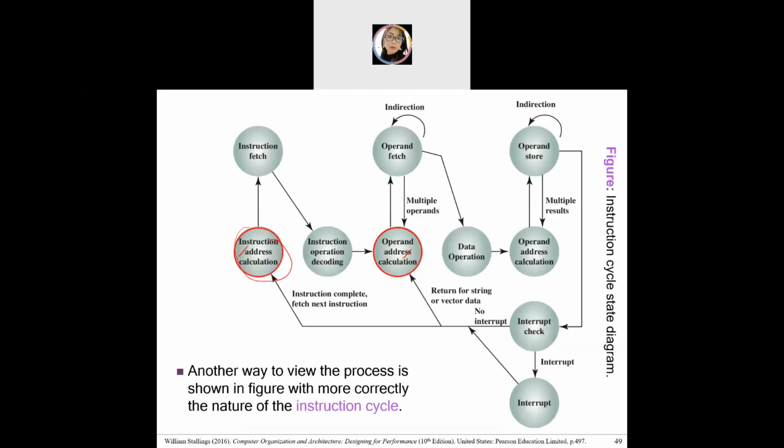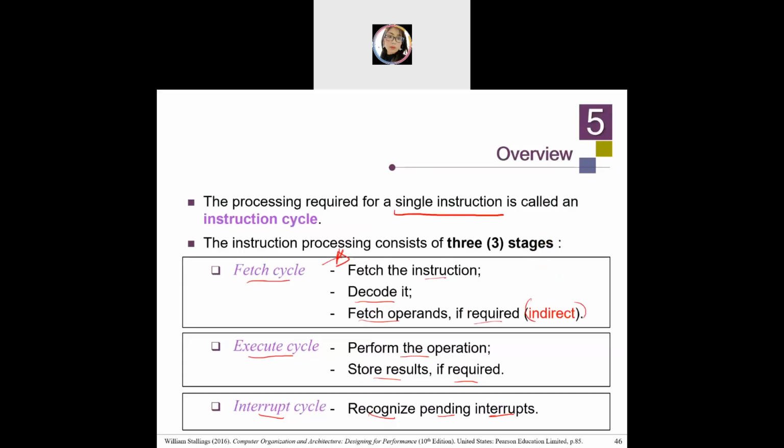So that is the cycle: the fetch cycle, execute and interrupt. You only have these three stages. When you have indirect, you have one more stage. That is the only difference for the general instruction cycle.